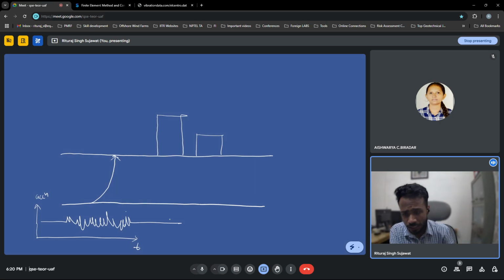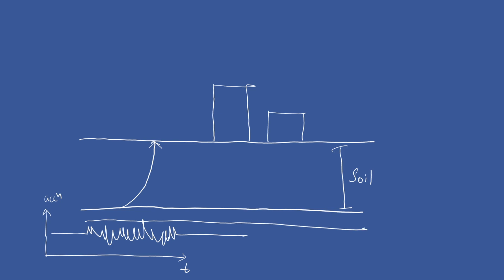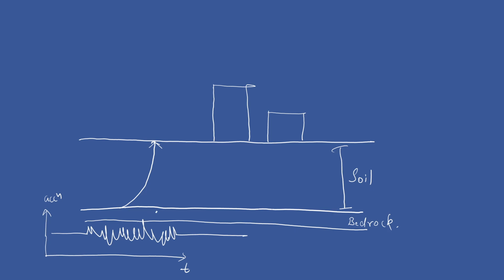Okay, so let's assume this is the bedrock. So what do we mean by bedrock? Let's say this particular layer of the ground is composed of soil of, let's say, any type, and the layer beneath the soil is composed of bedrock. So usually we assume that whatever energy is available at the base of the bedrock, that same energy will be available at the surface of the bedrock also.